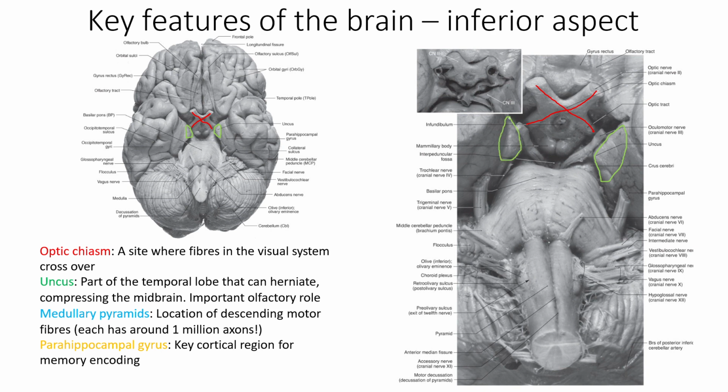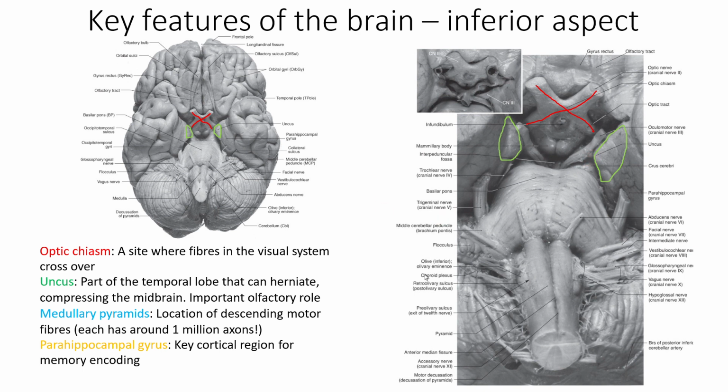Now the uncus is very important clinically because if we have raised intracranial pressure, which maybe is increasing the volume of one of the cerebral hemispheres, it can actually force the uncus downwards, and that can lead to compression of the midbrain by the uncus. This is so-called uncal herniation. Very important. The physiological role of the uncus is in olfaction. Okay, so this is the site of our primary olfactory cortex.